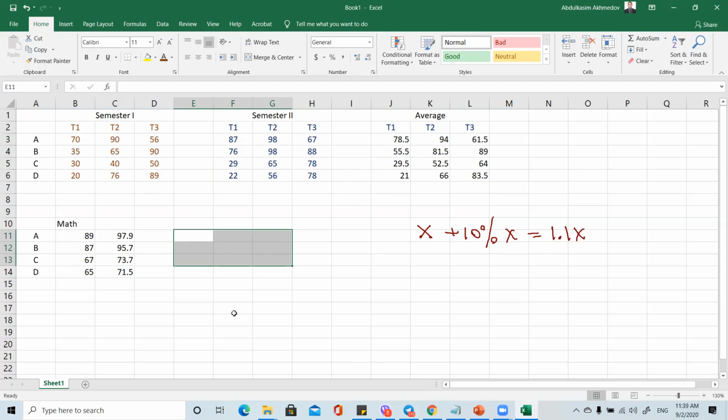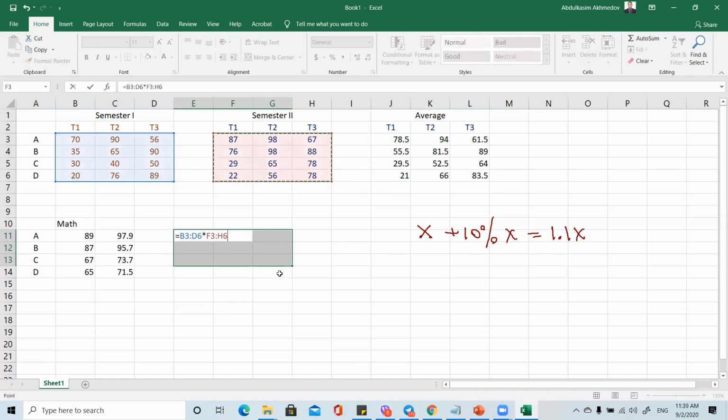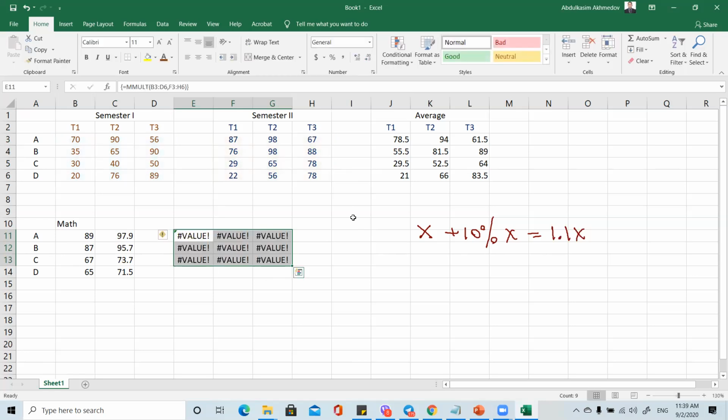So I choose this and write equal. Choose this matrix, times, and here we have this matrix, right? I can do it like this. Or another way is MMULT, that is matrix multiplication. Open bracket, as you see here it is asking for array 1, then comma, we need to put array 2 here, and close the bracket. Now Control Shift Enter. In this way, we can multiply two matrices.